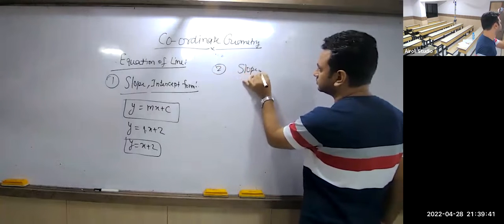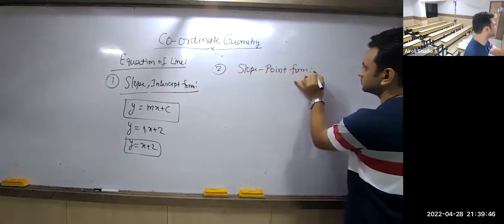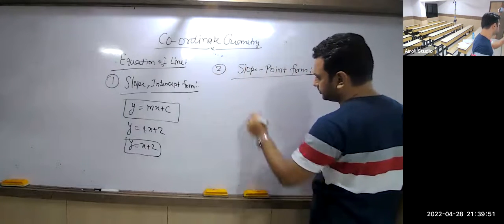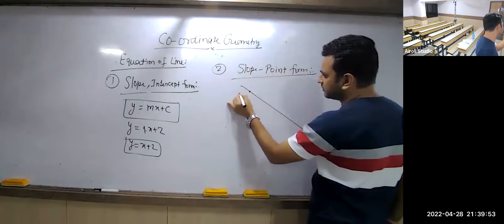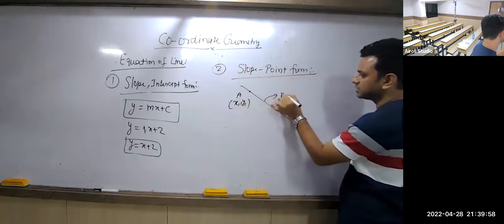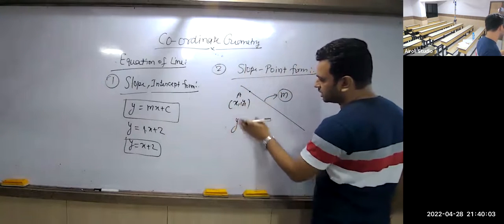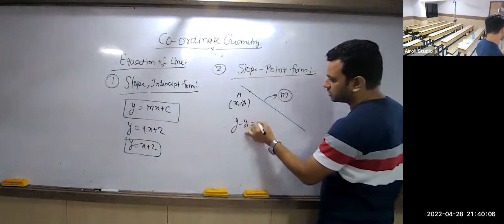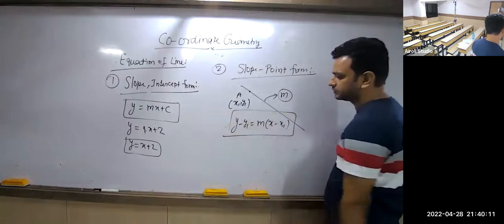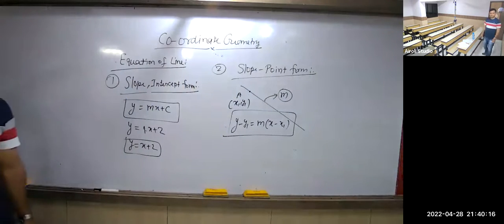Next, the slope and one point form. In that case, we have a line and a point is given, let's say A, whose coordinate is x1 comma y1, and the line's slope is given as m. So what will be the equation of the line? That will be y minus y1 equals m times x minus x1. So this is the equation of the line. Clear?